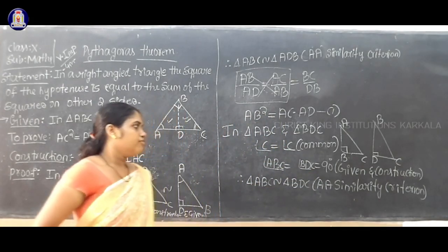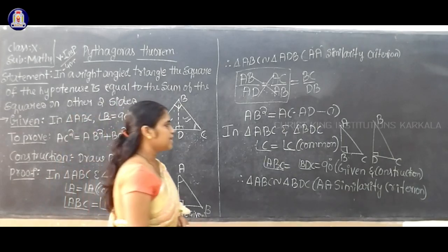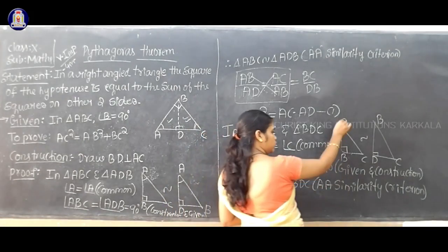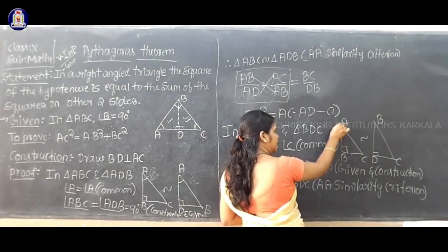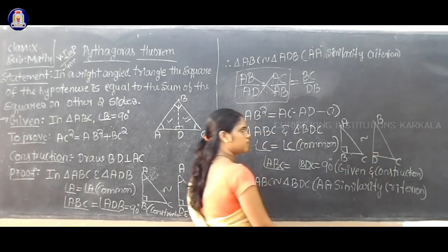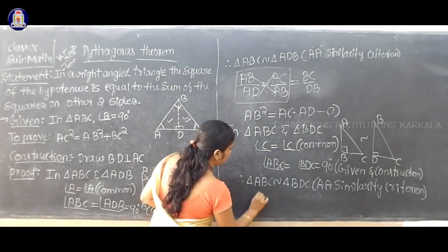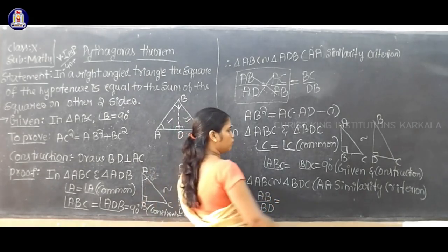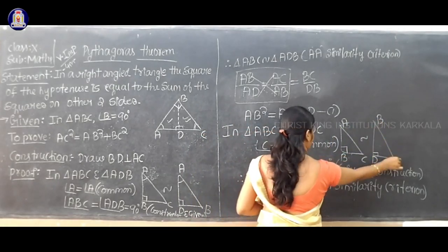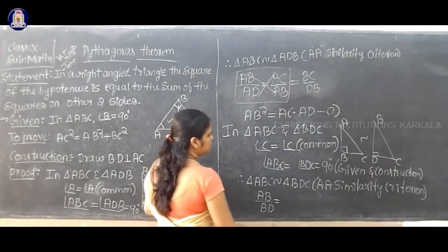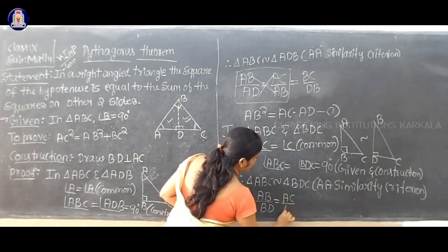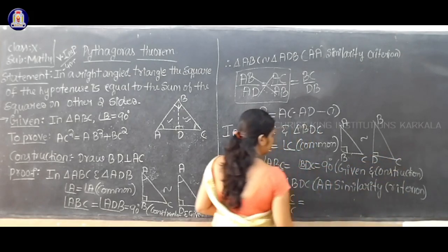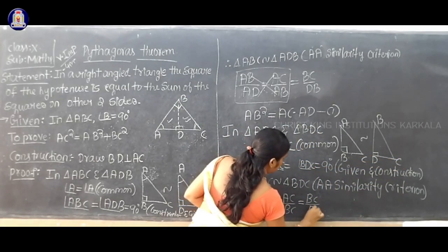Okay, so after proving the similarity of two triangles, I can see that its corresponding sides are proportional, right? So therefore, I will write down the corresponding sides. For the side AB, what is your corresponding side? Your corresponding side is BD. So therefore, AB by BD equal to, for the side AC, what is your corresponding side? Corresponding side is BC. So therefore, AC by BC equal to, for the side BC, your corresponding side is DC. So therefore, BC by DC.